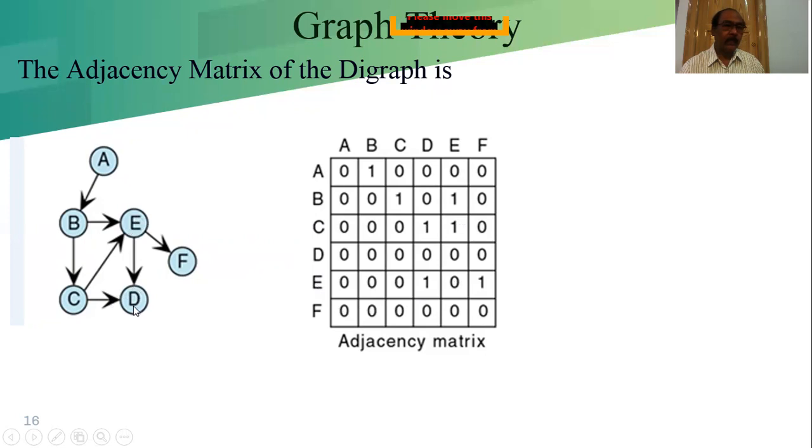From D, there is no edge directed out. All the edges are incident in from E and C, and from D there is no edge incident out. That's why the row elements corresponding to the vertex D are all 0, since there is no edge going out from D to the other vertices.